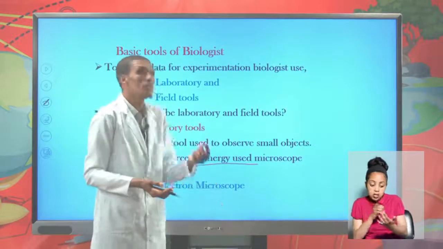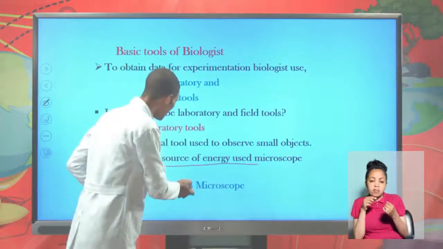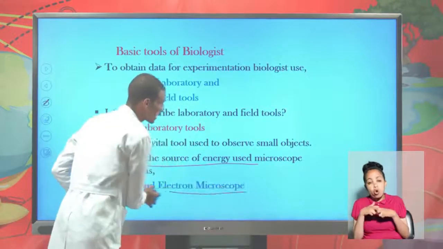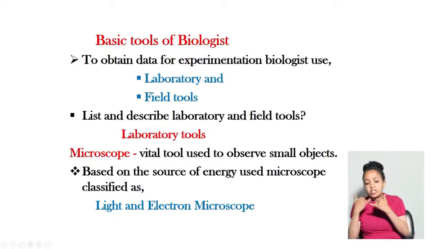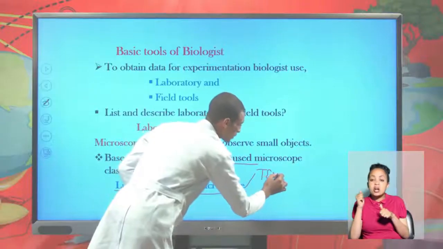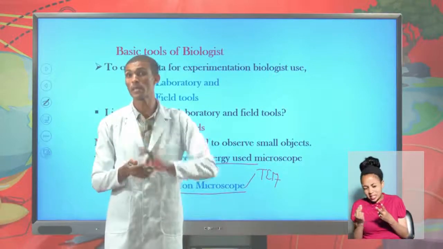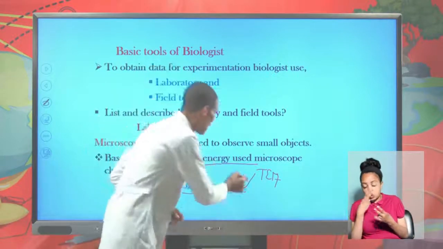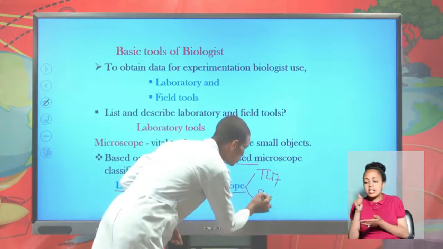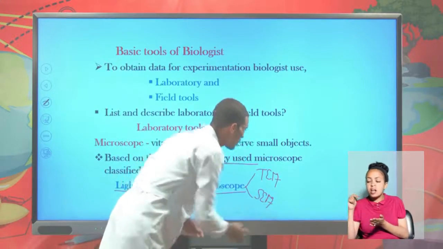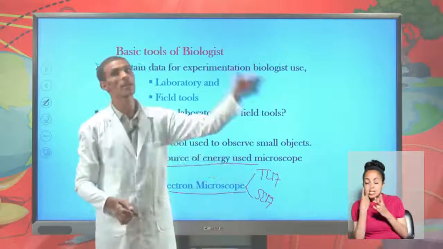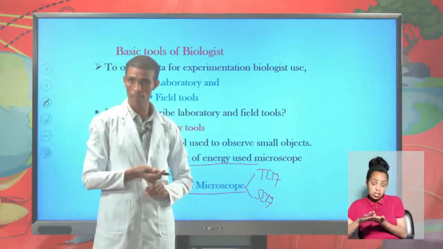whereas electron microscopes may be classified into, one, the transmission electron microscope, which is very important in seeing the detailed structure of specimens. And again, the scanning electron microscope, which is very important in seeing the surface structure of the specimens that we see.